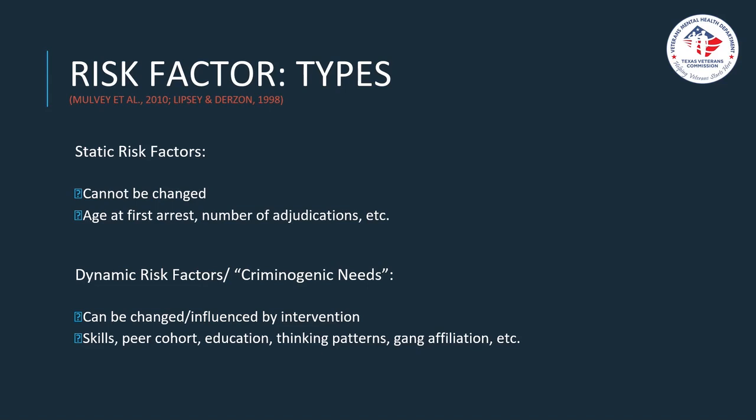Some of the terms: risk factors come in two categories. We have static risk factors, and those are the things that cannot be changed. An example of that is age at first arrest, number of previous encounters with law enforcement, history of trauma, things that cannot be undone. They may be important for calculating someone's risk for recidivism, or the risk for future involvement in the mental health system, but they are not and should not be the focus of our work, because they can't be undone.